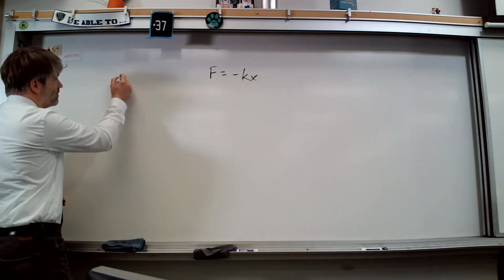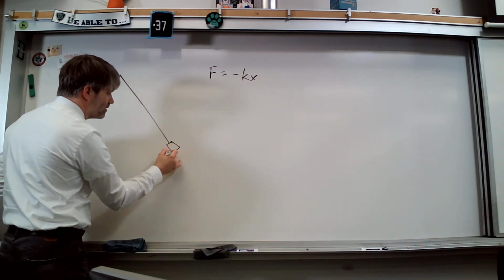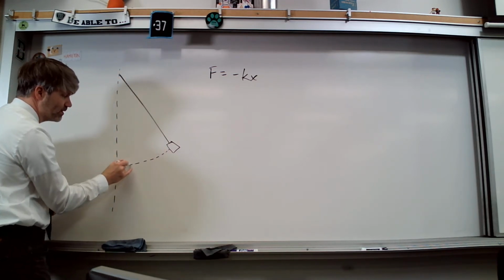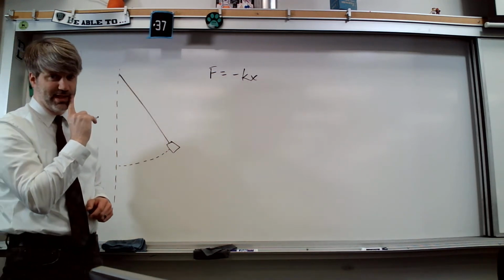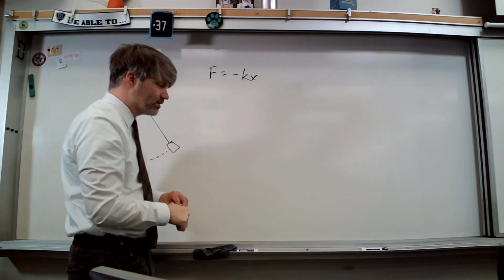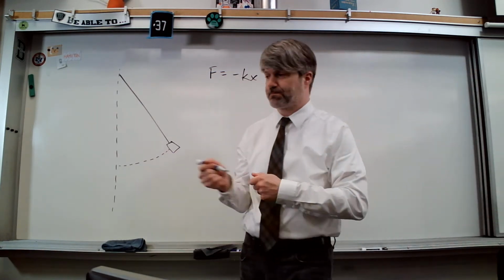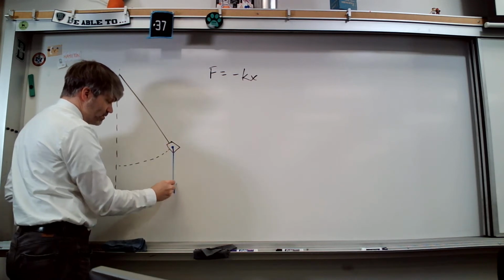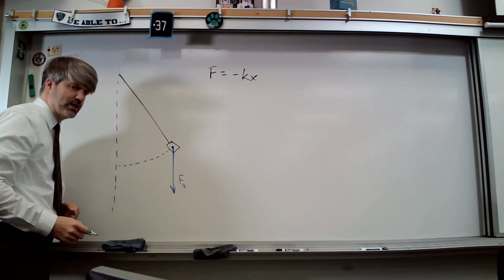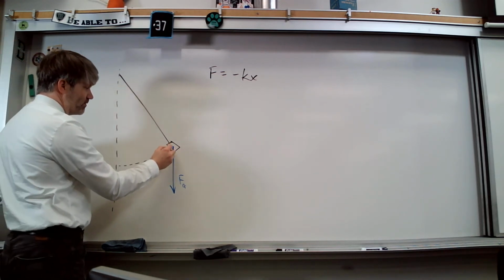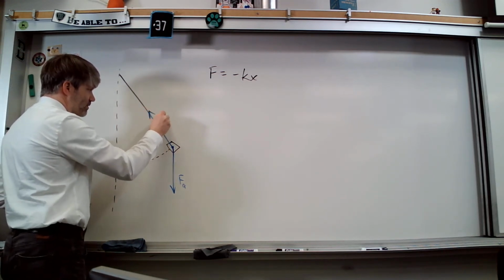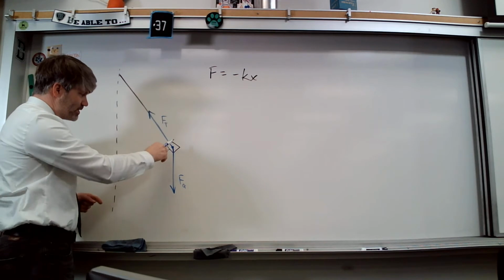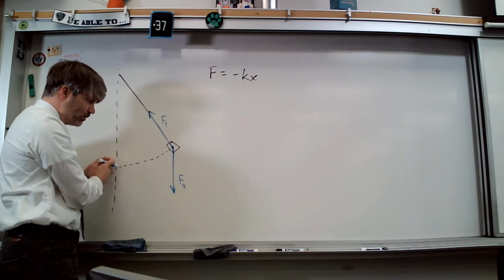So let's look at a pendulum. Out at its maximum swing, there's some mass. There's the vertical. This is the path that the pendulum would take, all right? And let's take a look at the force on our pendulum here. Well, the force is going to be the force due to gravity. There's the weight of the pendulum. And then also there's a tension force, Ft right there, okay?